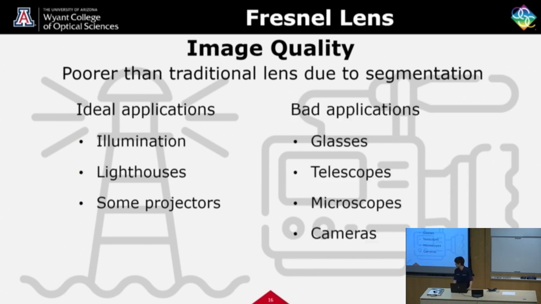But there are many bad applications, such as in glasses. You wouldn't want to make glasses out of a Fresnel lens because you really care about how clear your image is. Same thing with telescopes and microscopes, where you're really trying to study objects, and so you would want to maintain that image quality by having a traditional lens.